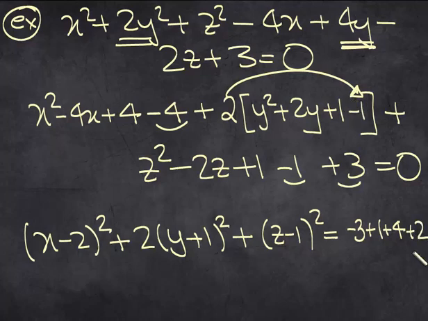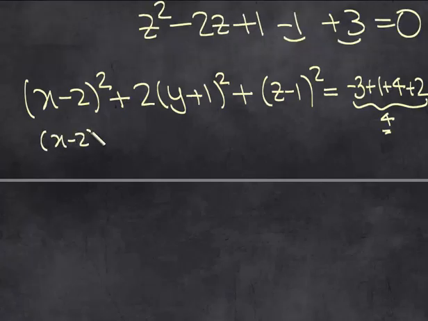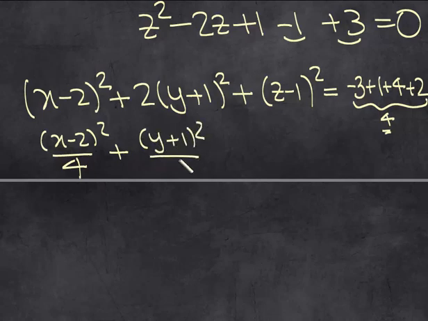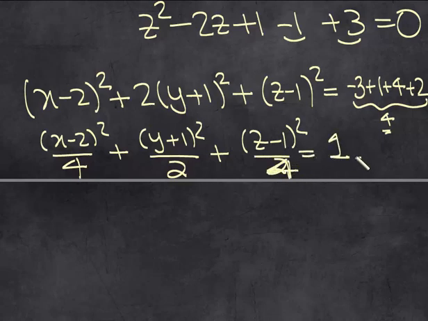So make sure because of that 2, the 1 is in the parentheses, right? So there's a 2 there. So what does it give me? We get 7 minus that is 4. And I'm going to divide everything by 4. So I get x minus 2 squared over 4 plus y plus 1 squared over 2 plus z minus 1 squared over 4 is equal to 1. So there's my equation I want to graph. Okay.